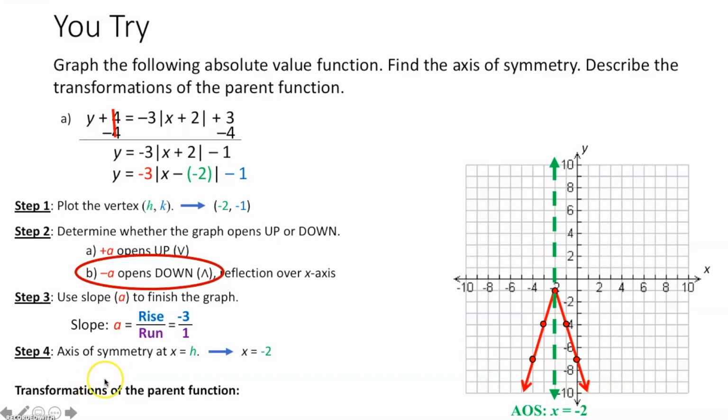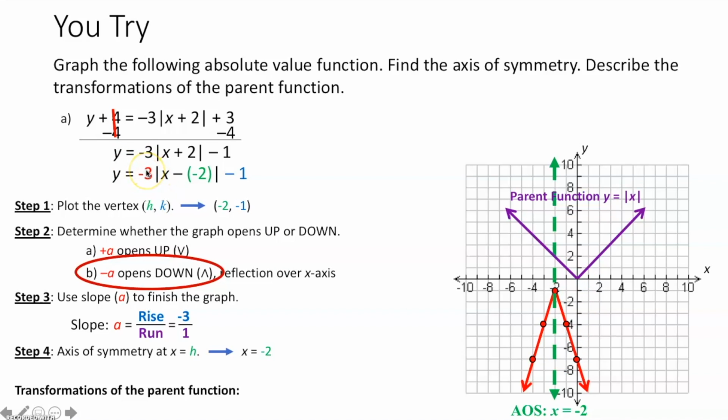Next, what are the transformations of the parent function? Again, the parent function, y is equal to the absolute value of x. That's what it looks like. Now, how did we go from here and get our red graph here? Again, we look at our a value, our h value, and our k value. What does the a value tell us? Well, since it's negative, it's a reflection over the x-axis, so it's going to flip the graph upside down. That's what the negative means.